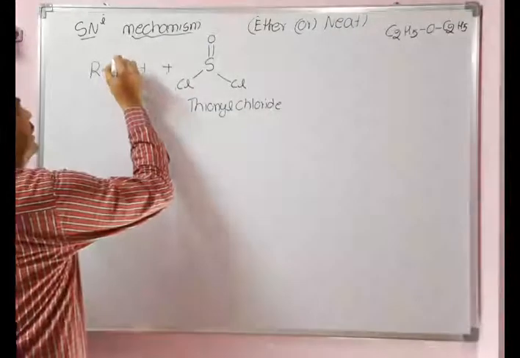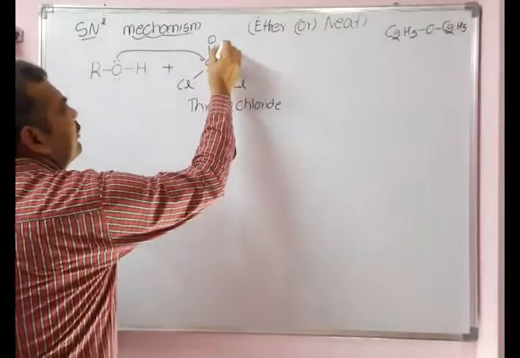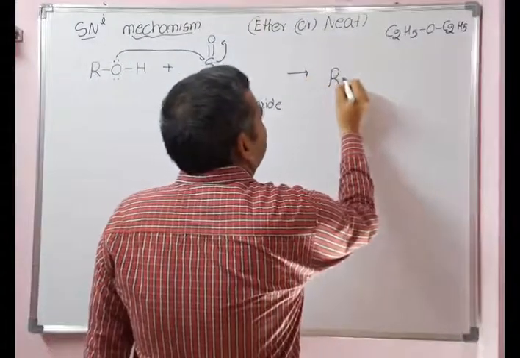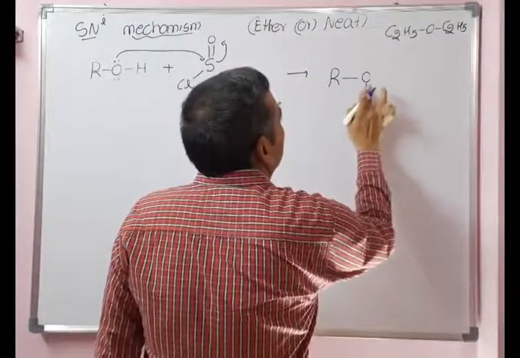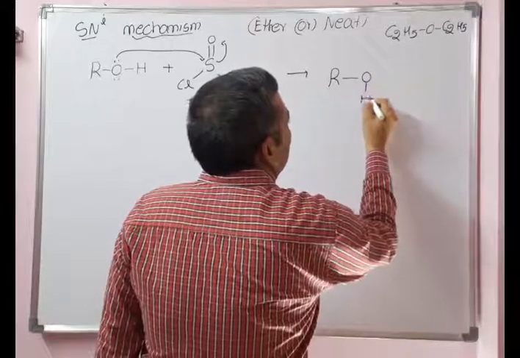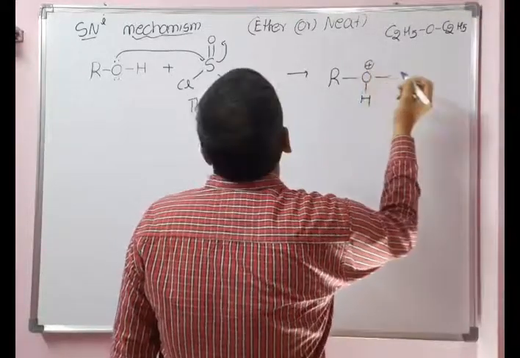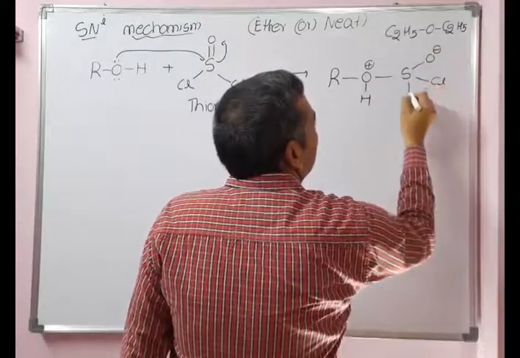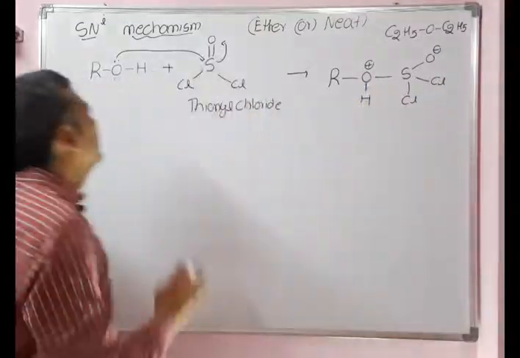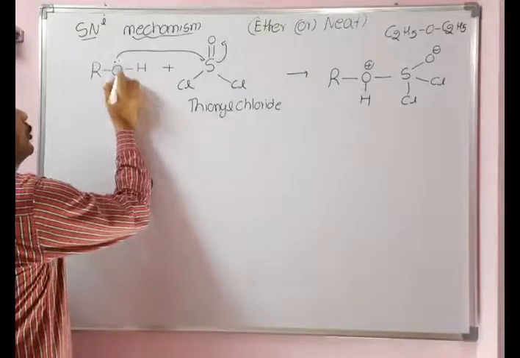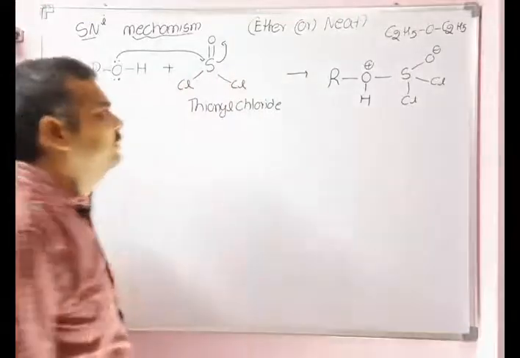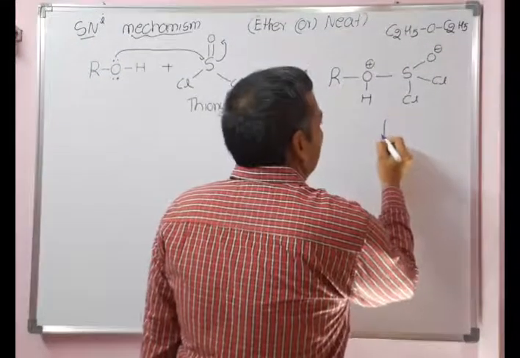Without solvent or ether, we will study the mechanism. So the lone pair of electrons on oxygen attacks the sulfur of thionyl chloride. The result is R-O with hydrogen positive charge, sulfur, O minus, Cl and Cl. The lone pair of electrons on oxygen acts as a nucleophile and attacks the sulfur of the S=O group. As a result, we will get this compound.